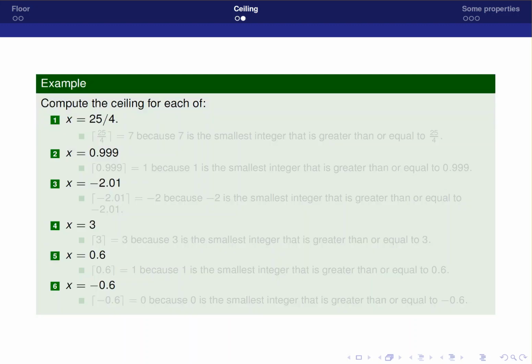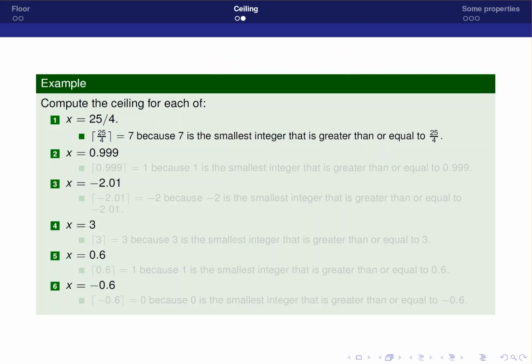Let's compute the ceiling of each of the following. 25 over 4, for example. What is the ceiling of 25 divided by 4? So keep in mind that 25 over 4 is 6.25, and I'm looking for the ceiling of the number. So I'm looking for an integer that is slightly larger than 6.25. I want the integer that is bigger than 6.25, and that integer is going to be 7. So the ceiling of 6.25 is going to be the integer 7.